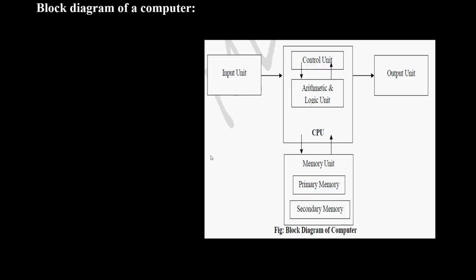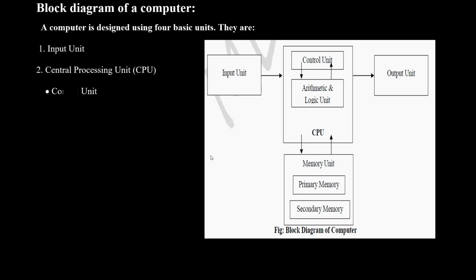Next we're coming to the block diagram of a computer. It shows how we give input, how the CPU works, how the memory works, and how the output is given. There are 4 parts: the input unit, the CPU, the memory unit and the output unit. In the central processing unit, there are 2 parts: the control unit and the arithmetic logic unit. We can see these one by one.